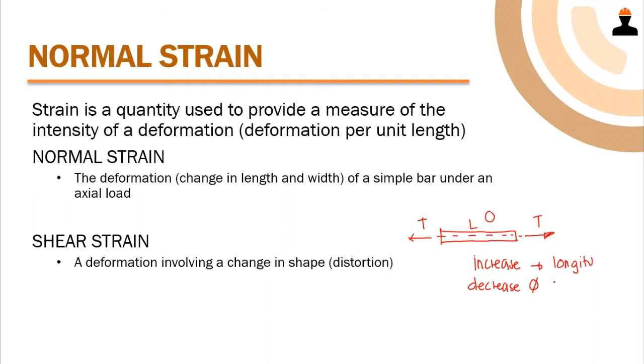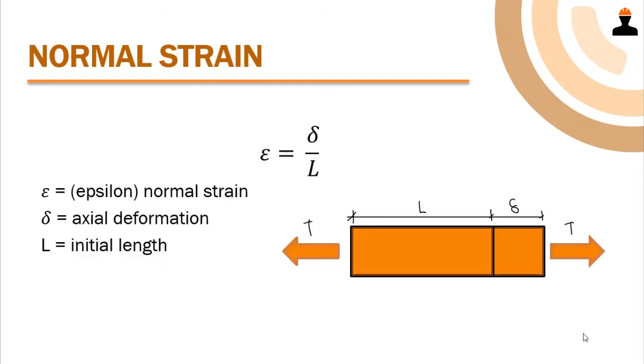Now for the shear strain, that is the deformation due to the shear force. Again, the normal strain is the deformation due to the axial load or the normal force. The shear strain is the deformation due to the shear force. Again, shear force is the force acting parallel to the cross-section. And now we have the formula for normal strain.